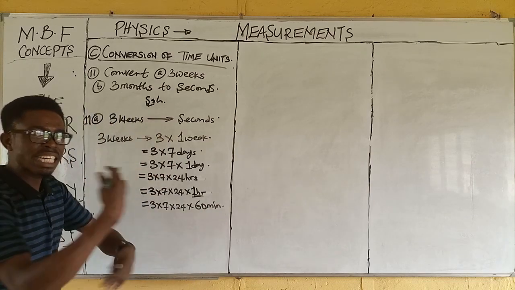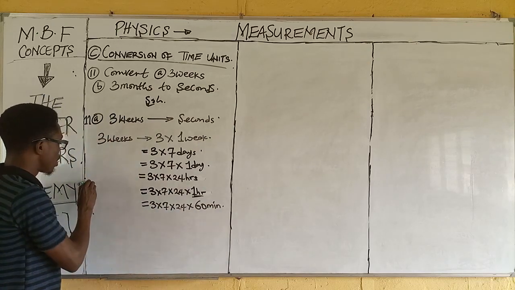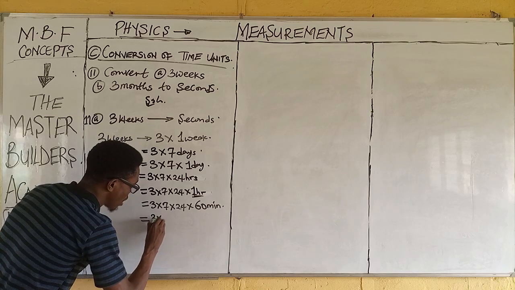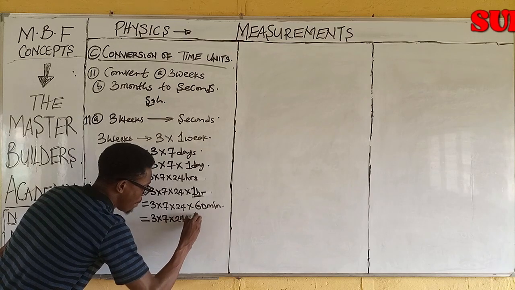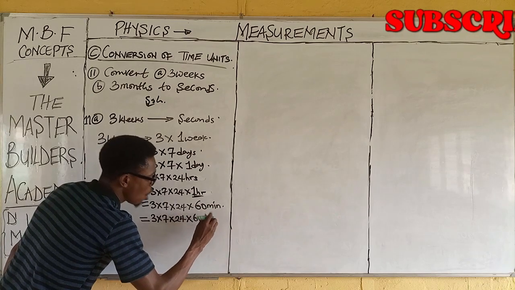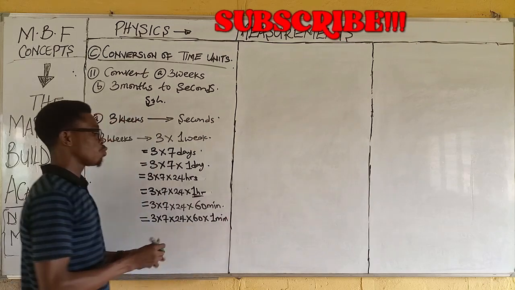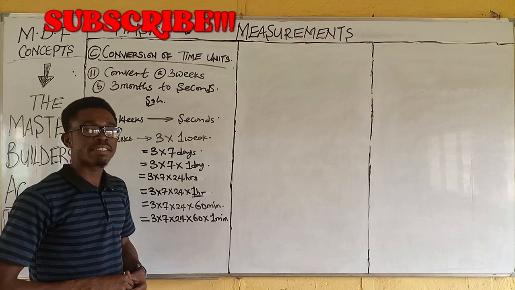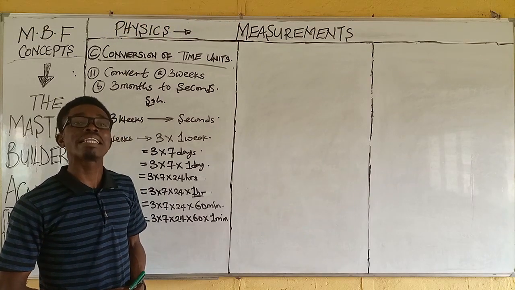We are just breaking it down. Now, finally, we will have 3 multiplied by 7 multiplied by 24 multiplied by 60 multiplied by 1 minute. I just separated 1 minute from 60. Of course, 60 times 1 minute would have given us 60 minutes.